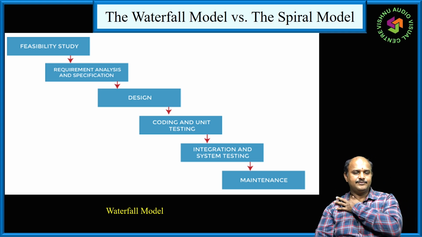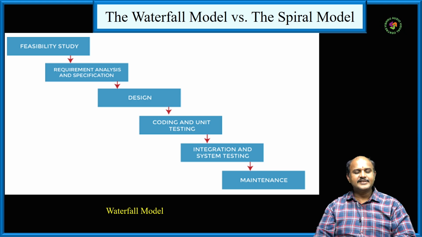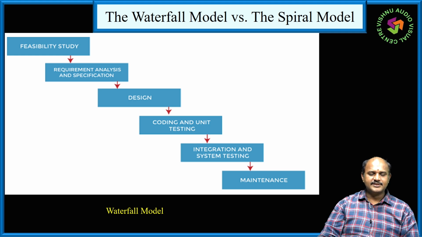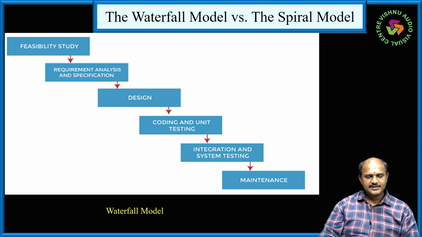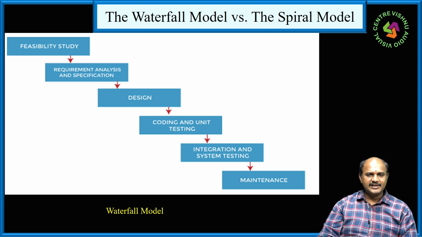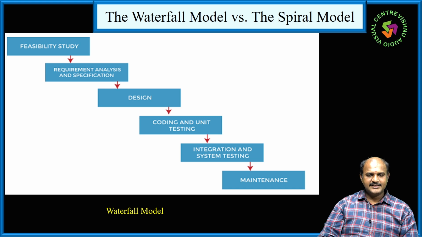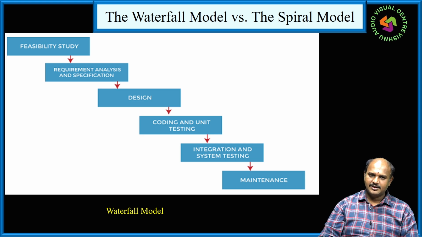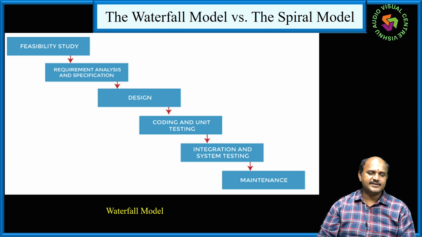So in this model, what happened? There are 6 stages. Each stage must be completed. The first stage is completed, then only go for the next stage. Next stage is completed, then only go for the next stage, until you reach the ending of the steps. So these are the 6 steps.